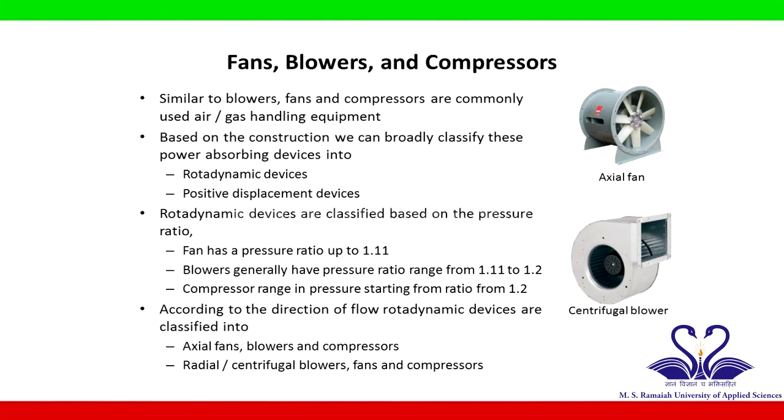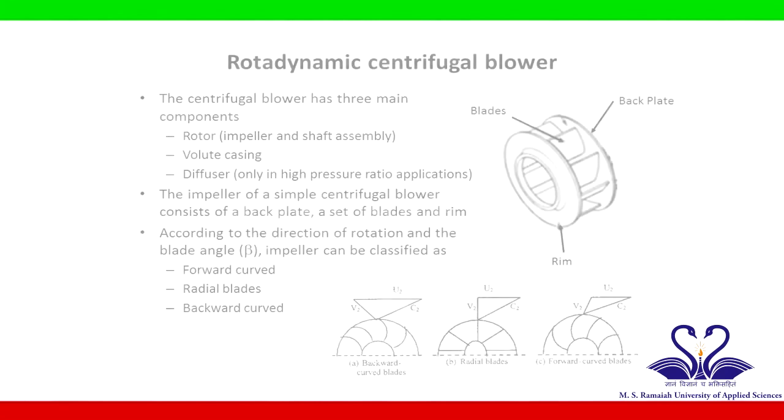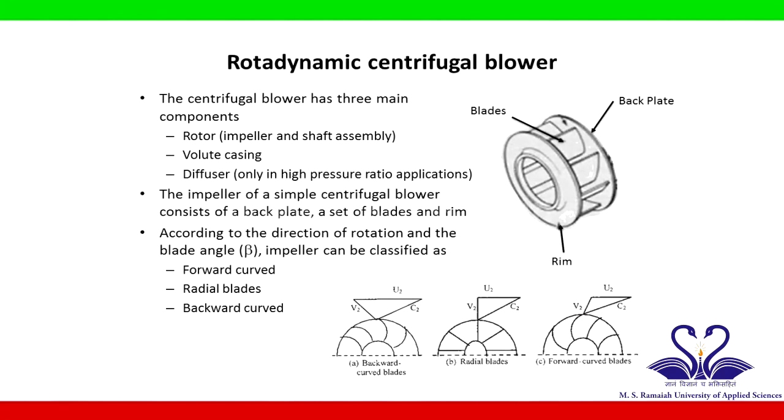According to the direction of flow, rotordynamic devices are classified into axial fans, blowers and compressors, and radial or centrifugal blowers, fans and compressors. Centrifugal blowers are similar to centrifugal fans in construction. Centrifugal blower has three main components.